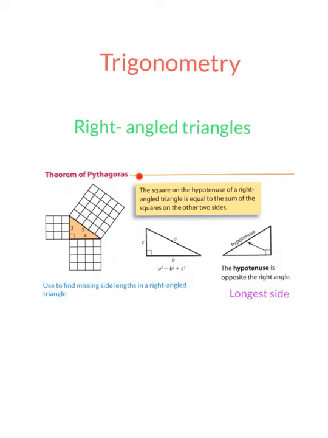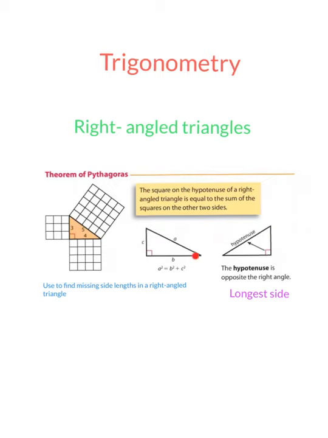So the first thing that we always have to start off with is the square on the hypotenuse. So what is the hypotenuse? Now the hypotenuse is a side of a triangle. It's the longest side, but it's easily identified because it's the one opposite the right angle. So you find your right angle and the side directly opposite that is called your hypotenuse. And you must always start with the hypotenuse.